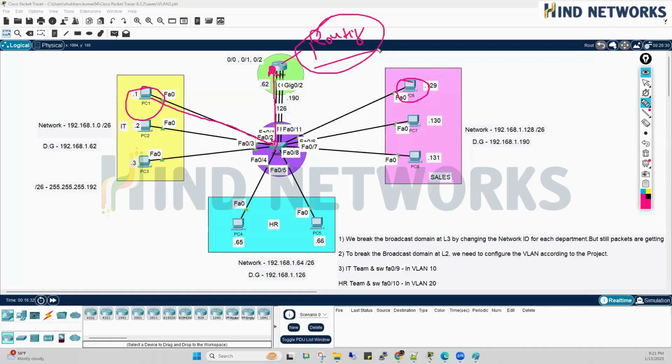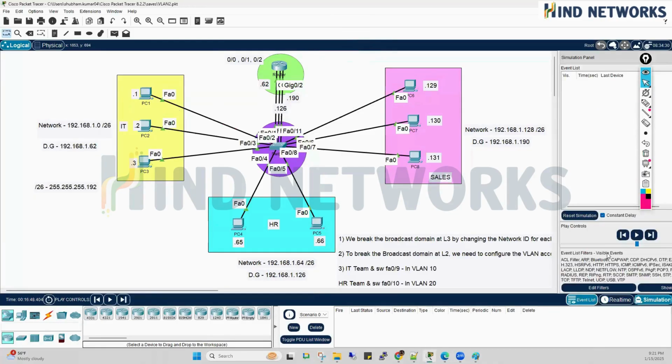Router will perform the routing and router will forward your packet. For example, if you are pinging this network, router will forward your packet through this one and like this. This is the way actually the packet will flow. I can show you. See here.